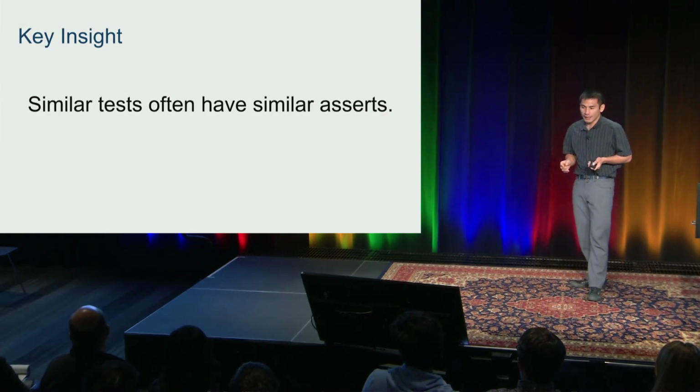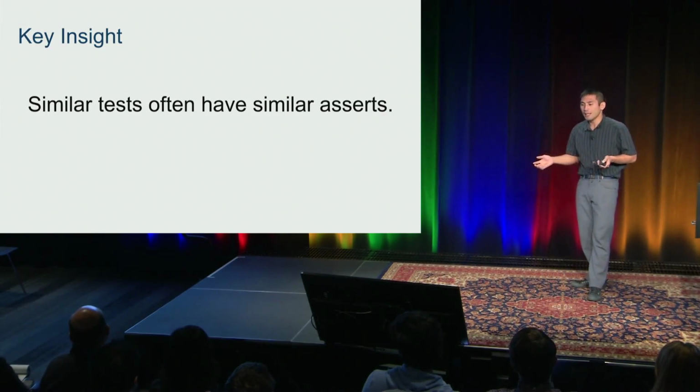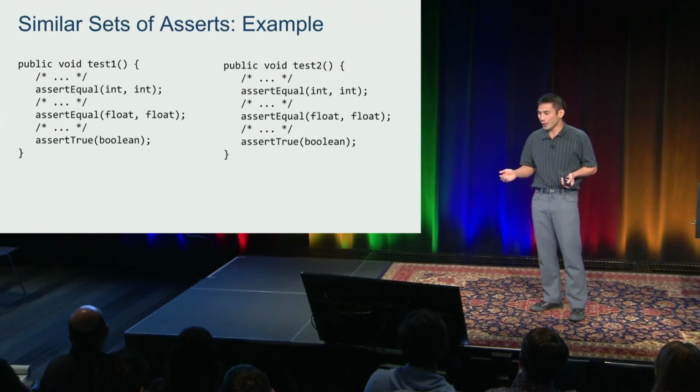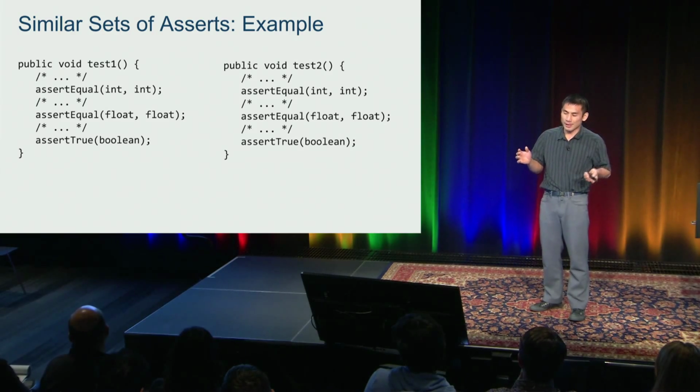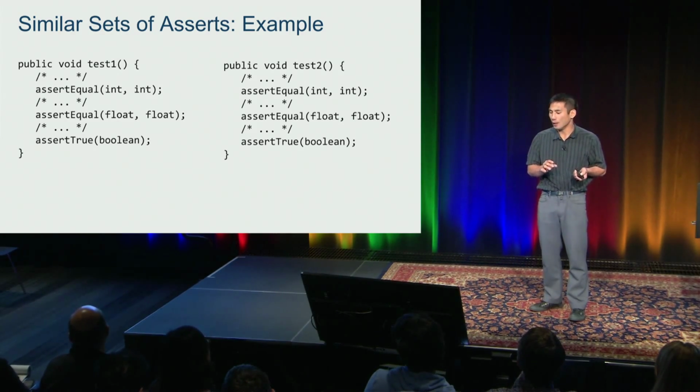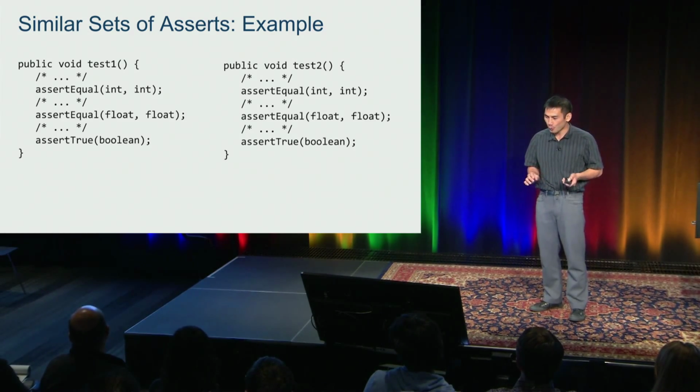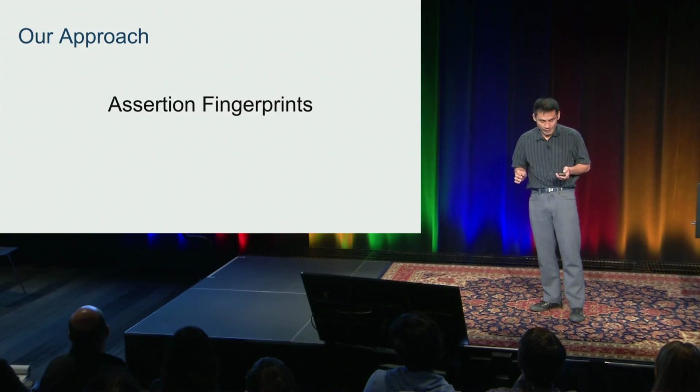And the insight here is that if a test is similar to another test, then it's probably also going to have similar asserts. And so the verify phases are going to give you a good idea of when tests are similar. As an example, I put up 2 tests, and they have similar sets of asserts because we have 3 asserts here. The first 2 asserts are assert equal, one on int and int, one on float and float, and a simple assert true. And so this is going to be the basis of our assertion fingerprints.